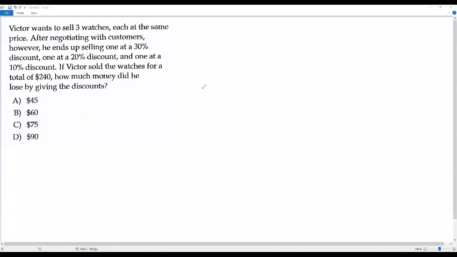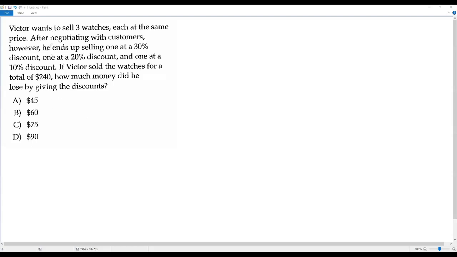Here we have a math question. Victor wants to sell 3 watches, each at the same price. After negotiating with customers, however, he ends up selling one at a 30% discount, one at a 20% discount, and one at a 10% discount. If Victor sold the watches for a total of $240, how much money did he lose by giving the discount?